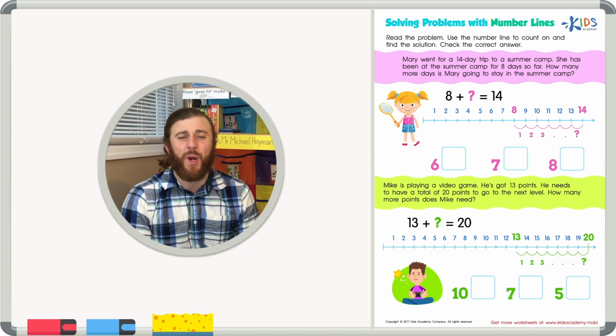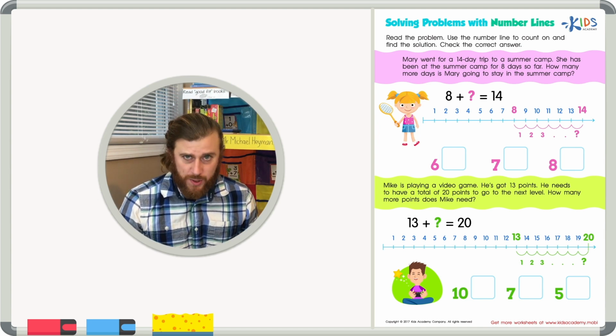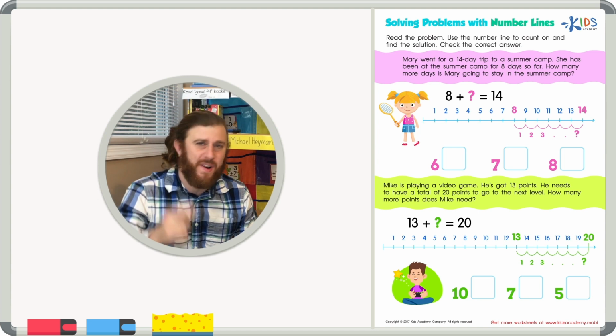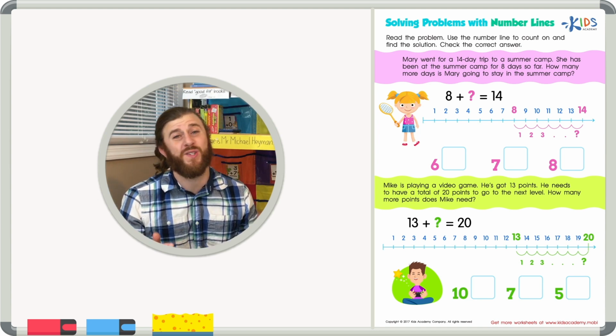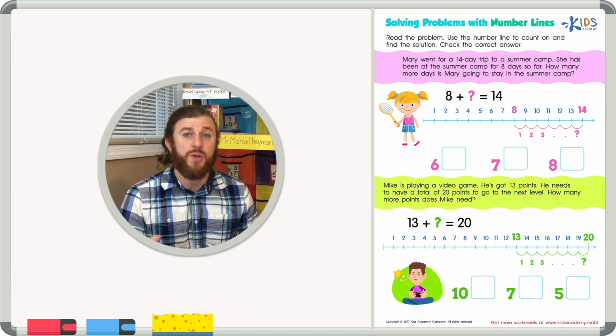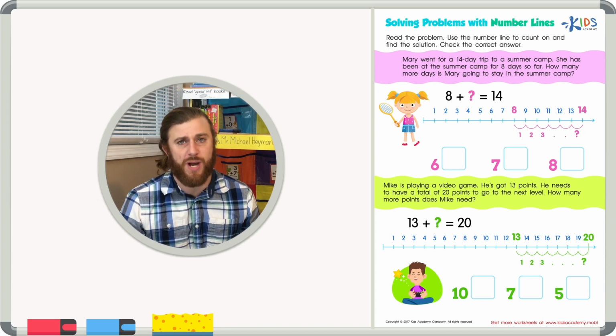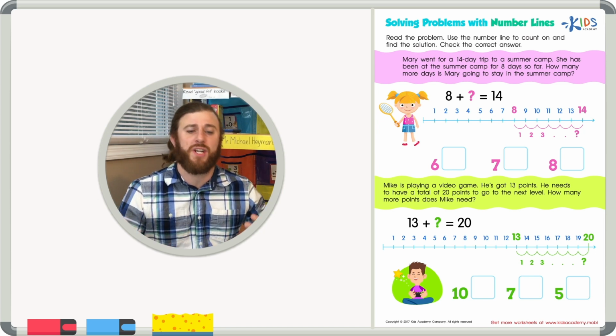And today we're going to be looking at some missing number word problems. We're going to have to read the word problems very carefully, and we're going to have to use the strategy of counting on using a number line to help us solve these problems. What do I mean by counting on?